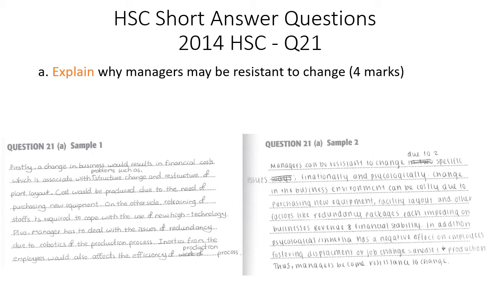Managers can be resistant to change due to specific issues, financially or psychologically. Change in the business environment can be costly due to purchasing new equipment, facility layout, and other factors like redundancy packages, each impeding on businesses' revenue and financial stability. In addition, psychological inertia has a negative effect on employees, fostering displacement or job change equals unease and a decrease in production. Thus, managers become resistant to change.